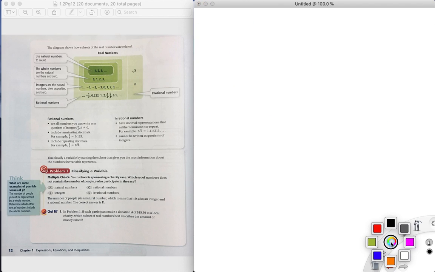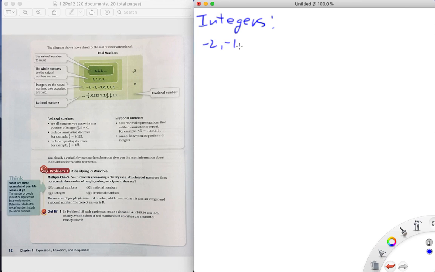is called integers. Examples of integers: -2, -1, 0, 1, 2, dot, dot, dot. Actually, in both directions. So dot, dot, dot. And remember, those three dots mean that they go off infinitely in that direction and infinitely in that direction.